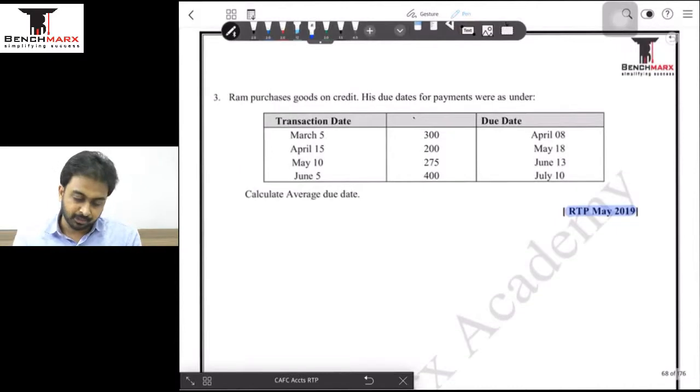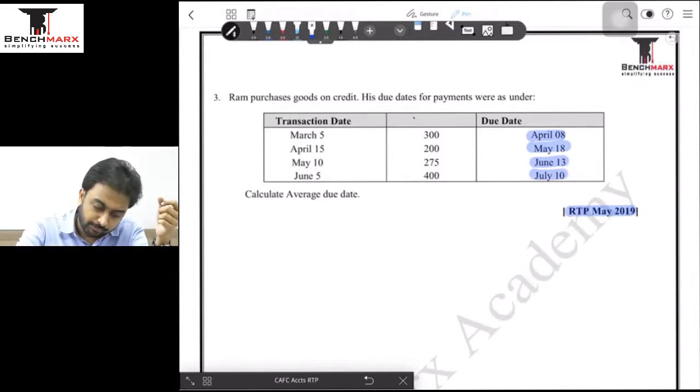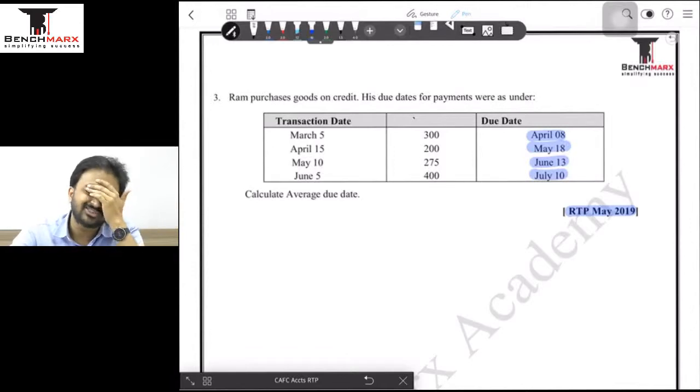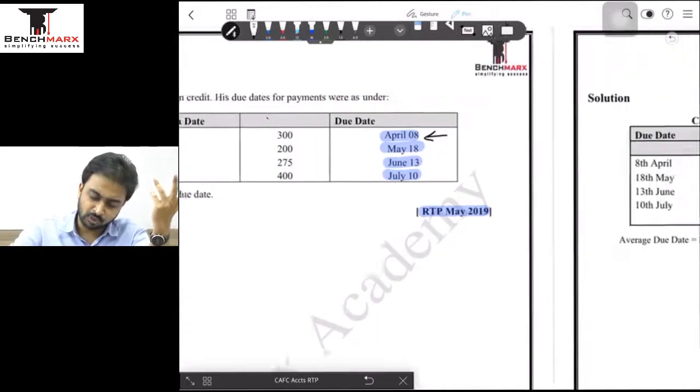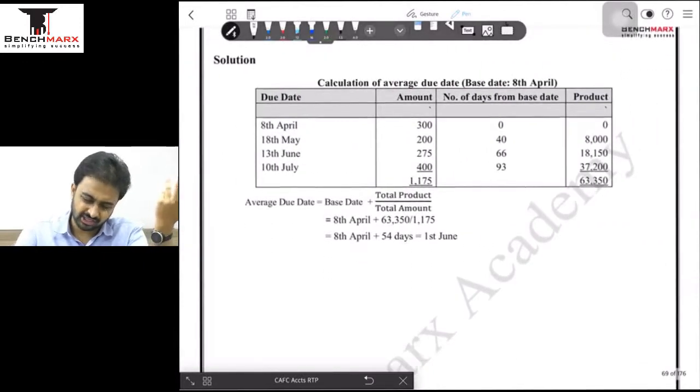Looks to be very simple because I've got transaction date, I've got the amount as well, and I've got these due dates as well. And as you can see, the due dates are already arranged in ascending order. तो अपना काम आधा हो गया. So we'll just make a table. We have number of days from the due date. Due date appears, number of days from the base date. The base date appears to be April 08 because that is the earliest date, and number of days will then be computed, and then we simply use the formula to find the due date. Nothing interesting in this sum.